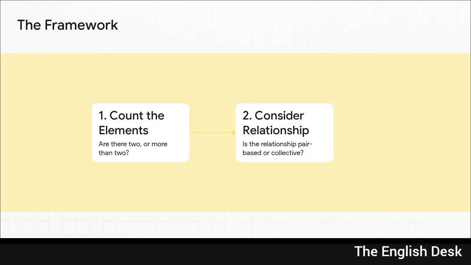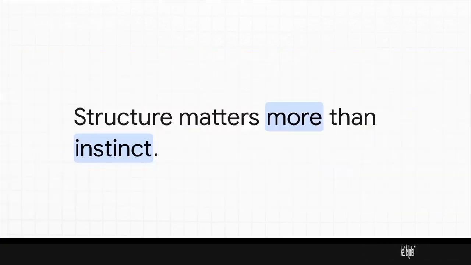But here's the crucial second step that solves everything. Think about the relationship. Are you talking about specific one-to-one connections between each item? If so, between might still be your word. Or are you talking about a general, collective vibe? That's when you bring in among. What this all boils down to is that the structure of the sentence matters way more than your instinct. Our ears are used to hearing the casual way, but this framework gives you a reliable guide to make the grammatically correct choice. So trust the logic, not just the sound.